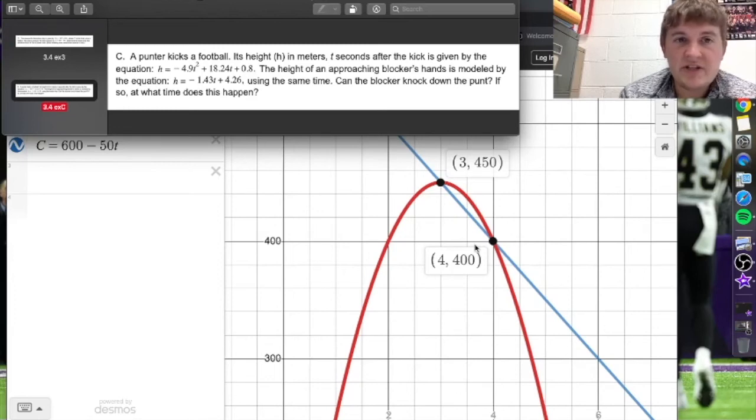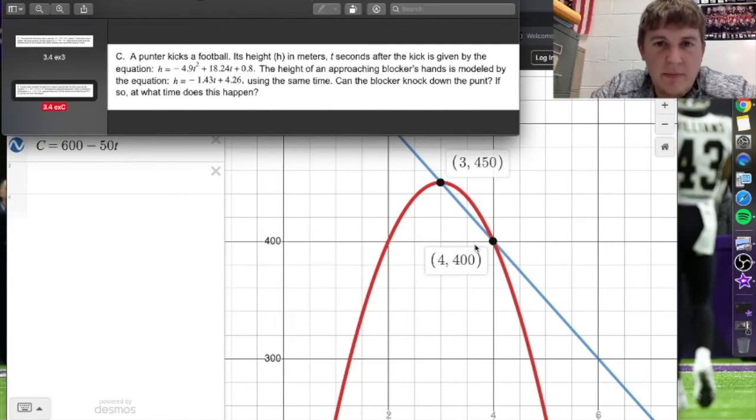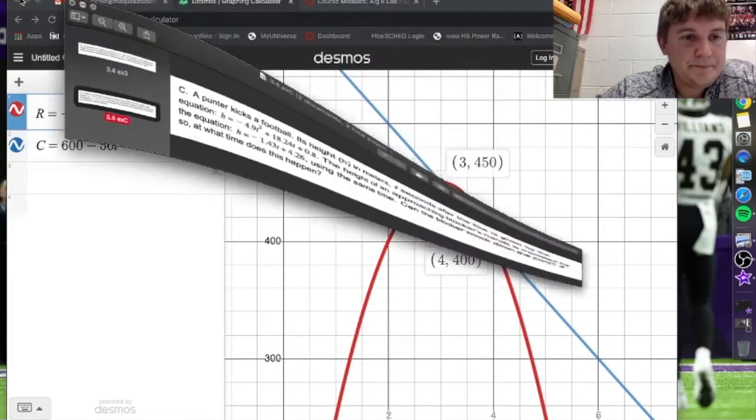Okay, a punter kicks a football. Its height h in meters, t seconds after the ball is kicked, is represented by the equation negative 4.9t squared plus 18.24t plus 0.8. The height of the approaching blocker is modeled by negative 1.43t plus 4.26. And it wants to know, can the blocker knock the punt down? If so, at what time does this happen?